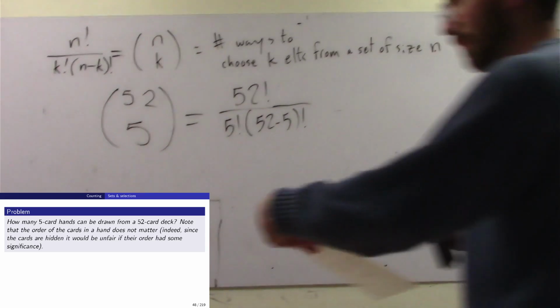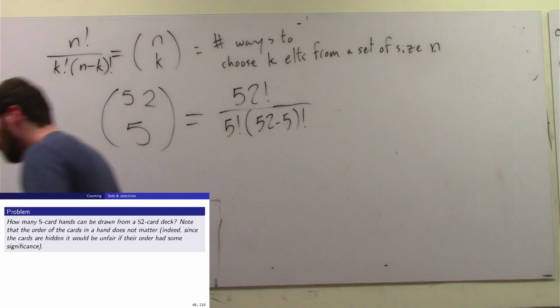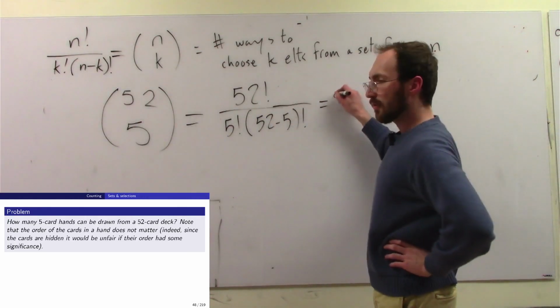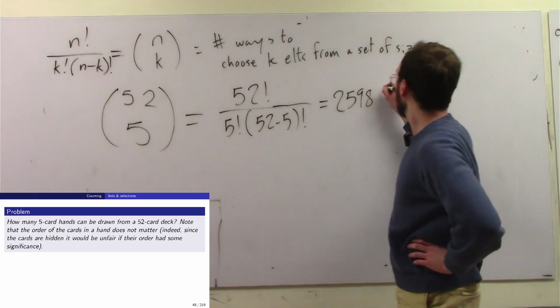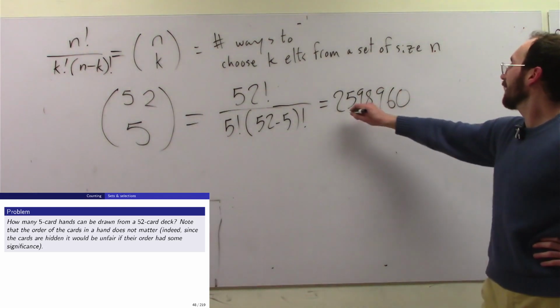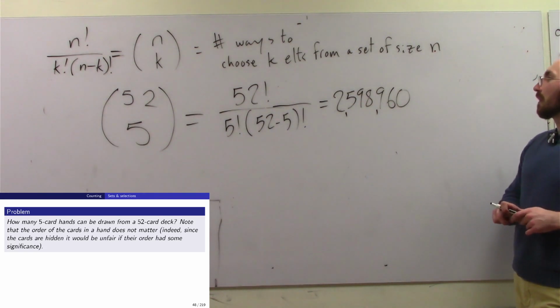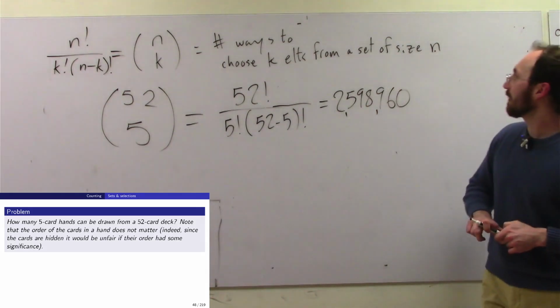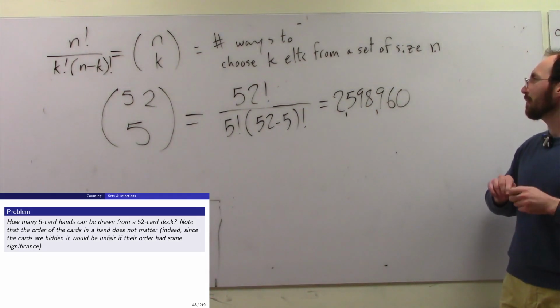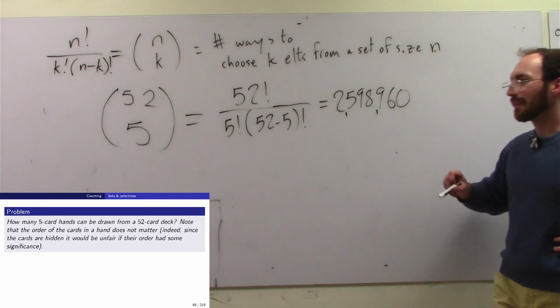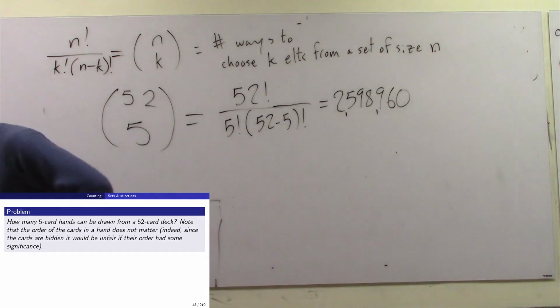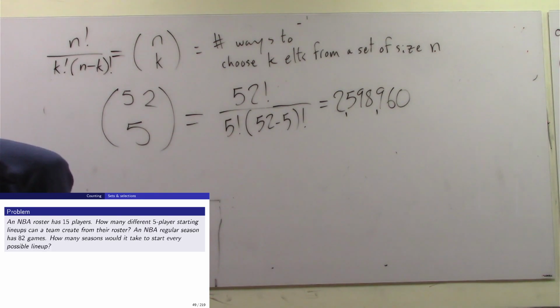There we go. So this is actually 2,598,960. Okay. So there maybe is a possibility that enough people can see all the hands. That's good. So there's not that many compared to how many actual decks there are. Okay, now what about this?